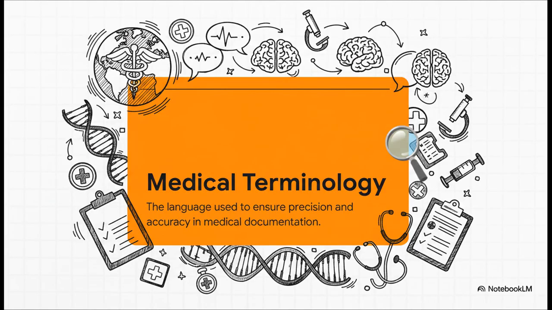Now, this story is written in a really specific language, medical terminology, and using it with precision is, well, it's everything. Just think about it. A simple mix-up between hyper and hypo could lead to a really dangerous medication error. Getting the terminology right eliminates all that ambiguity. It makes sure a diagnosis made in one hospital means the exact same thing to a specialist halfway across the world. It's basically the universal language of patient safety.